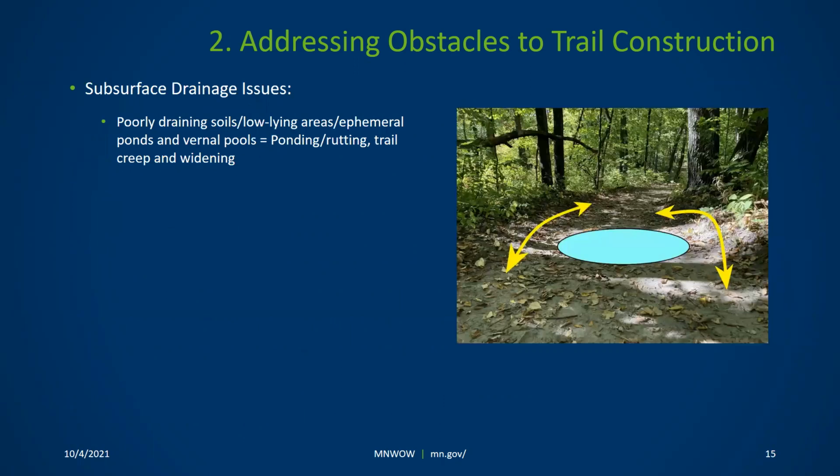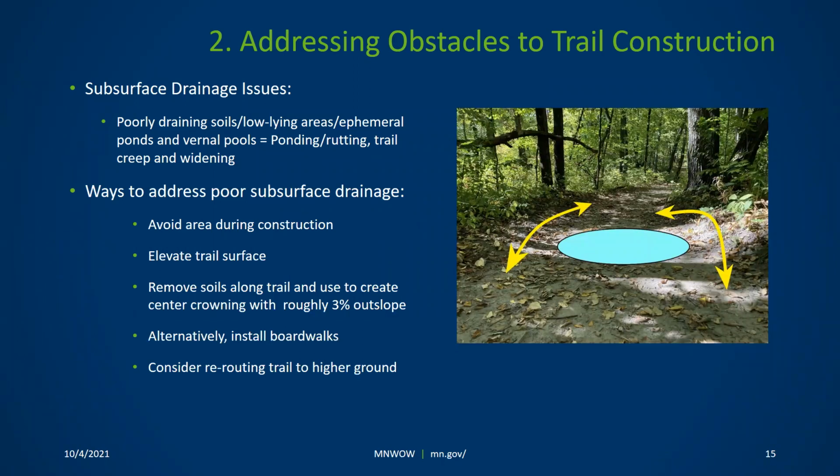So first is subsurface drainage issues. These are areas that are poorly draining. They're wet, they're low lying. If we put trails through them, we often get ponding on the trails, which leads to trail creep or widening as people try to walk around these wet areas. So some ways to address this: we can first off avoid the area during construction. If we would have identified that and went around it, if we have that ability, we'll be more successful.